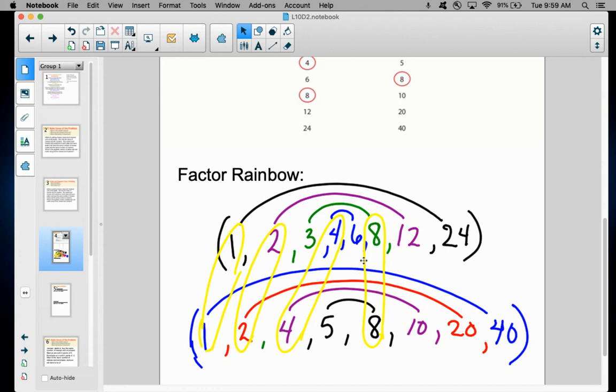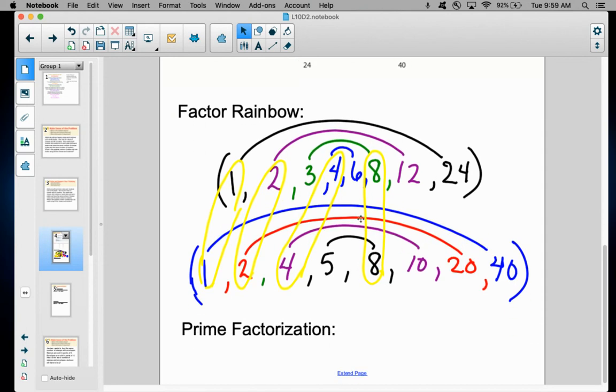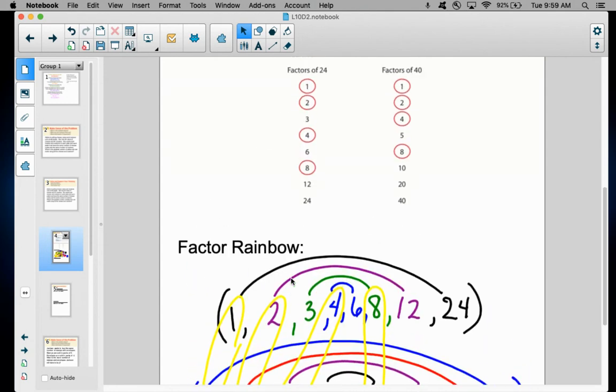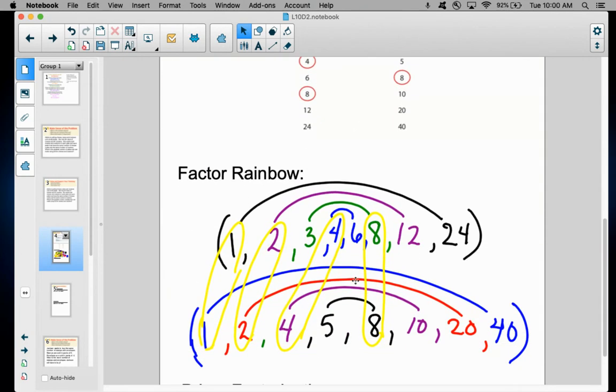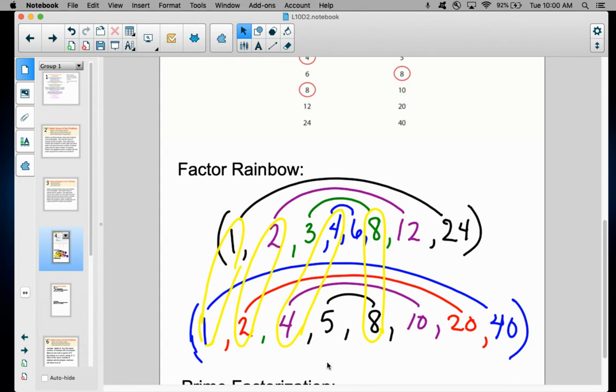And then I've gone ahead and circled the common factors. And you see that 1, 2, 4, and 8 are common factors. And so in this case, it would be that 8 is the greatest common factor. Therefore, she can use 8 plates and have the greatest number of plates to be distributed with an equal number of cubes of cheese. There will be 3, and then crackers will be 5, since there are 40 crackers. So that is probably the way that you might have tried this.